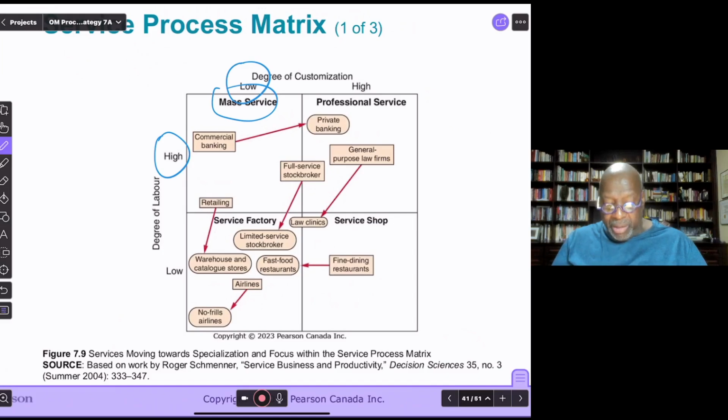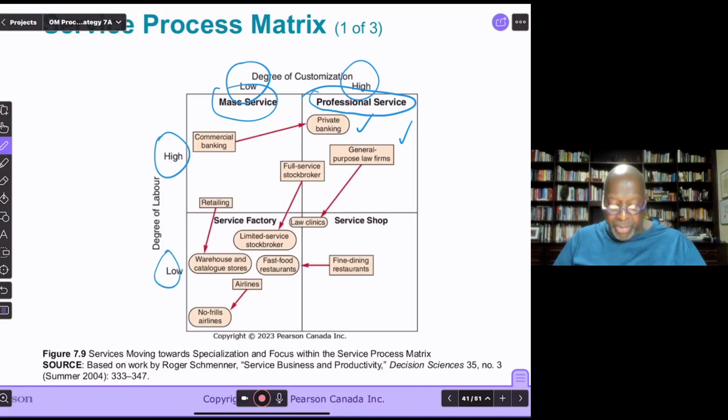Then if the degree of labor is high and customization is high, you often have what you call professional services in that category. Private banking, general purpose law firms, for example, beauty salons and so on. So those would be in that case right here.